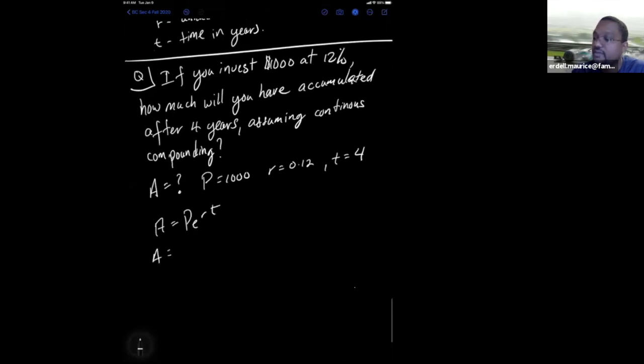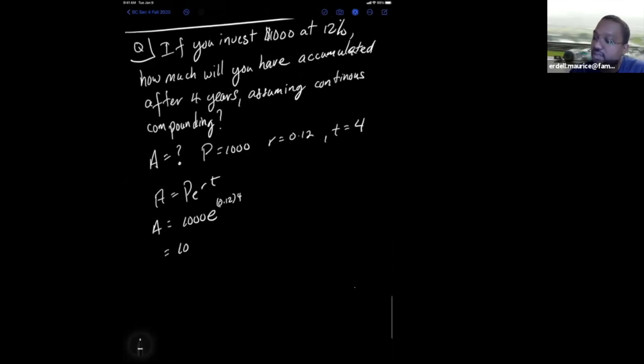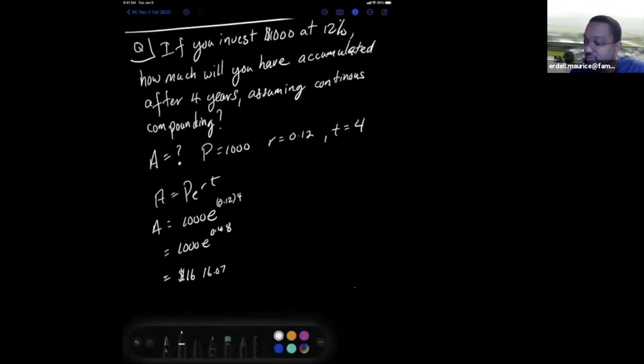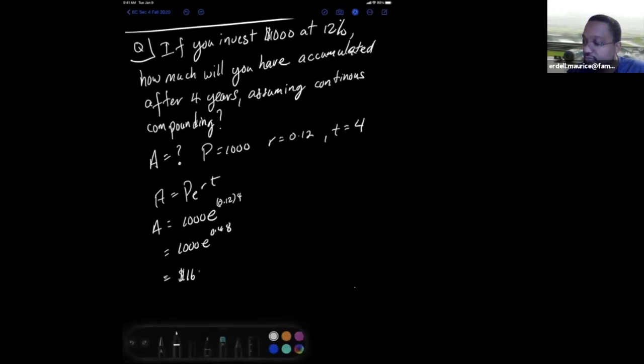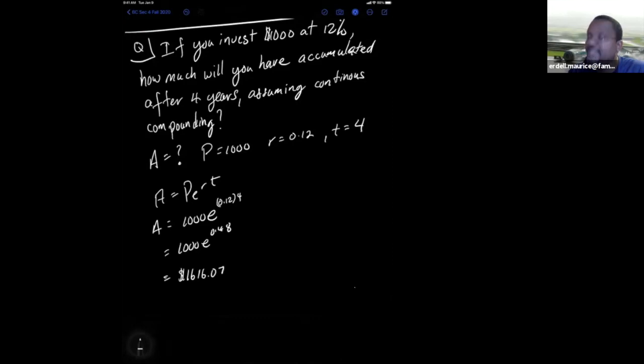So A is going to be 1,000 e raised to the 0.12 multiplied by 4. And so that's going to be 1,000 e raised to the 0.48. When you get a chance, you need to go back and double check this and make sure it gets into your calculator and gives you the right answer. But the right answer is 1607. If you don't get this answer, let me know so I can help you figure out why your calculator is misbehaving.